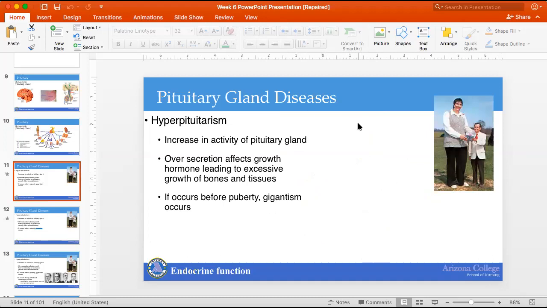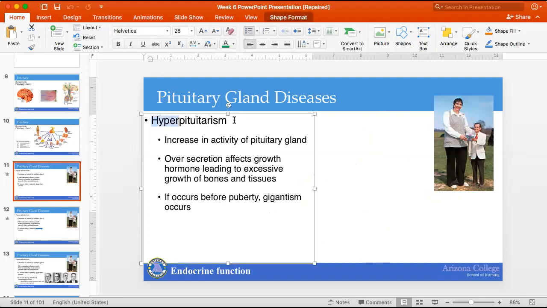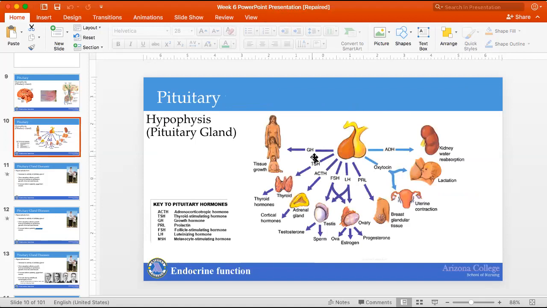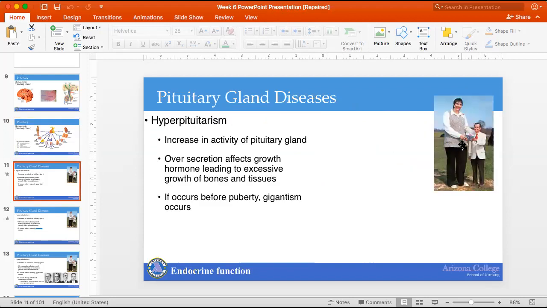Okay, so hyperpituitarism. If you have increased or excessive pituitary gland function, one of the problems you'll see is an increase in all of these hormones. The one that you will see a huge effect on is growth hormone, and you can see the height of this woman here. She looks like she's probably well over 7 feet tall.